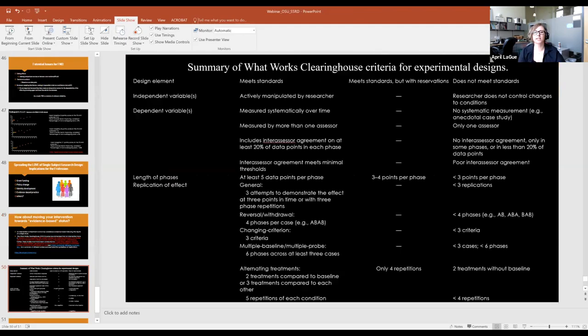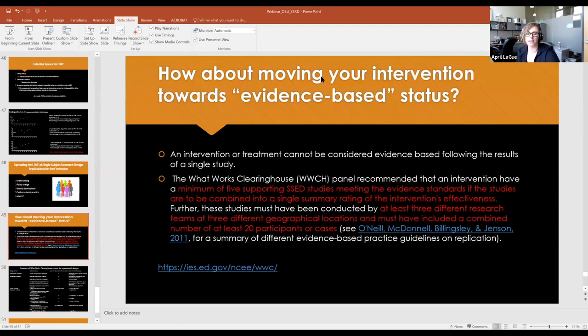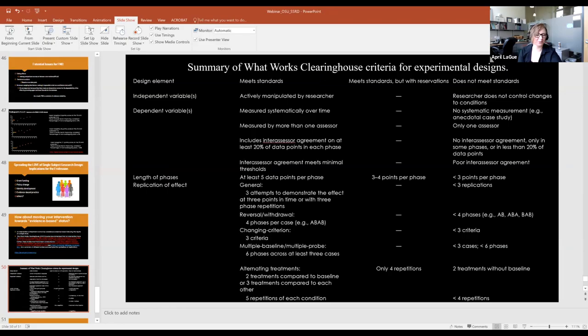And here, real quick, is just the summary of the What Works criteria. When you're going through and looking at what you need to include in your study so that you can put it up as an evidence-based approach, these are the guidelines. Again, these are on the IES website for you. And something I just realized is I didn't include my reference page, so I'm going to have Chris send that out to you all as well.